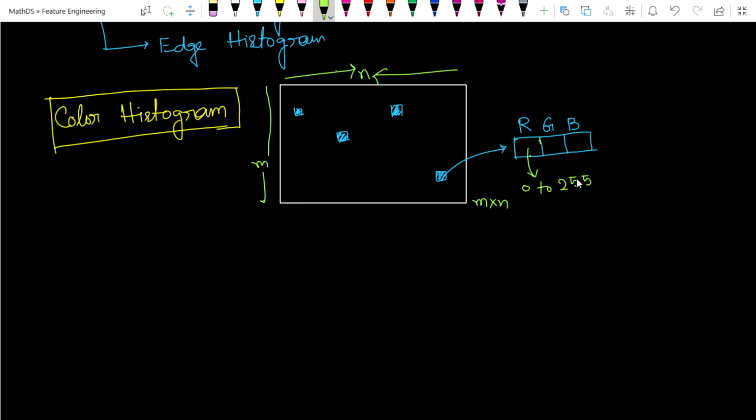Based on this value, we define the density of each color: the density of red, of green, and of blue. 0 means the lowest density and 255 means the highest density. That's the color itself, and each channel ranges from 0 to 255.